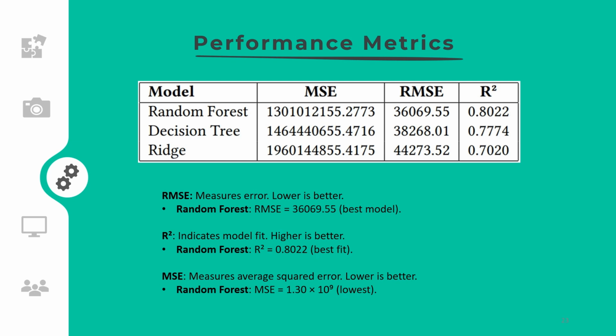And again, a lower MSE is better. And then, out of the three models, we can conclude that random forest got the lowest RMSE value, sorry, MSE value. So again, the random forest is the best model here.